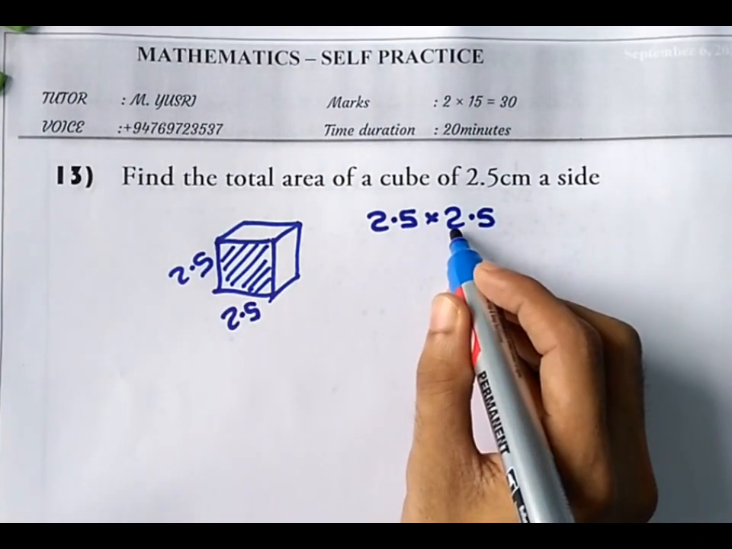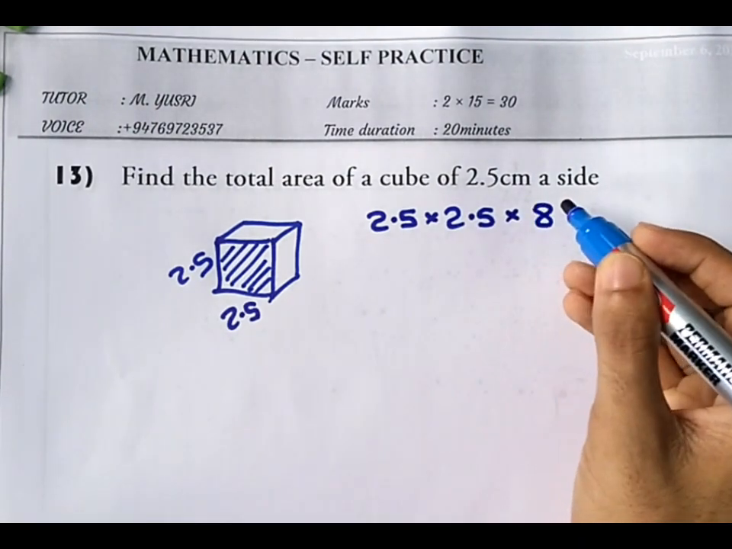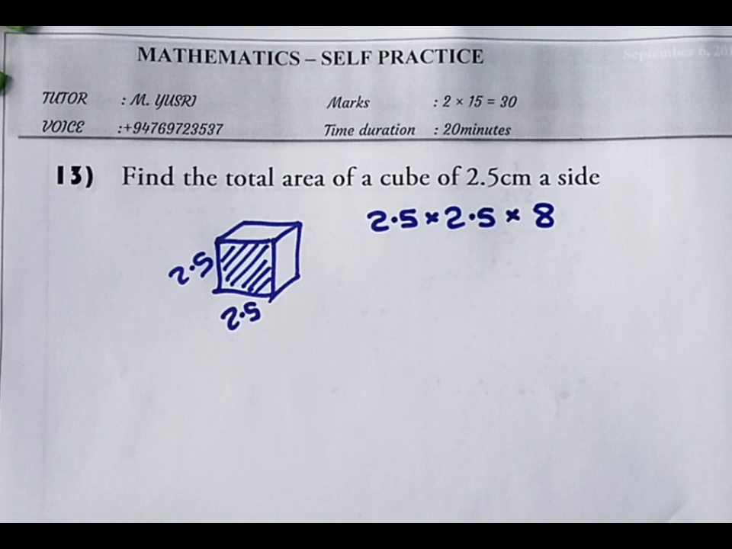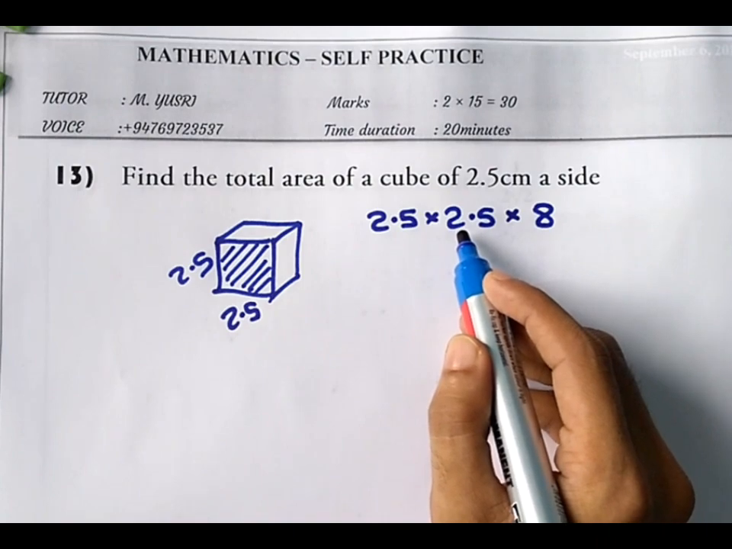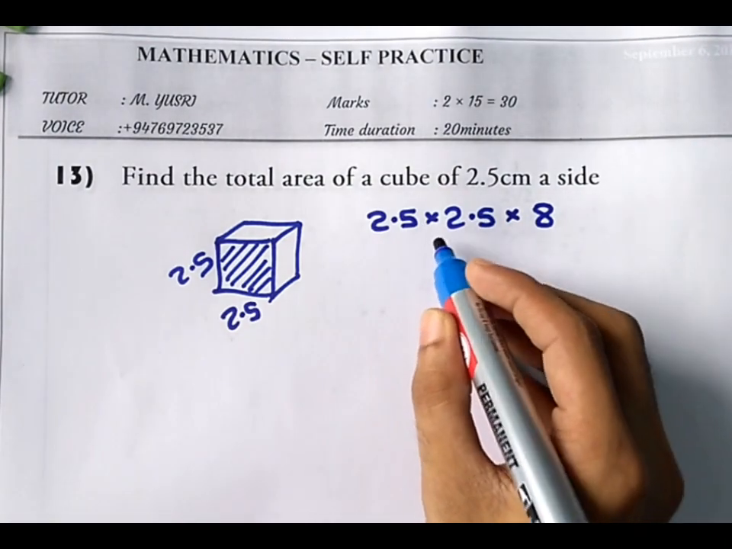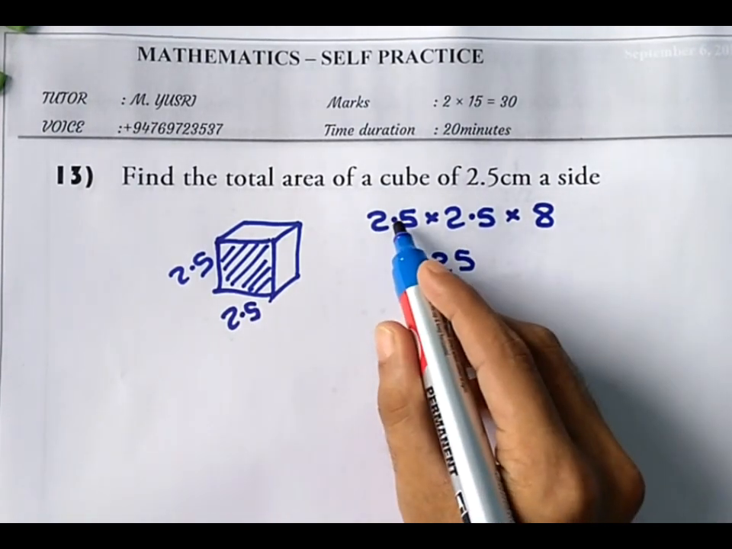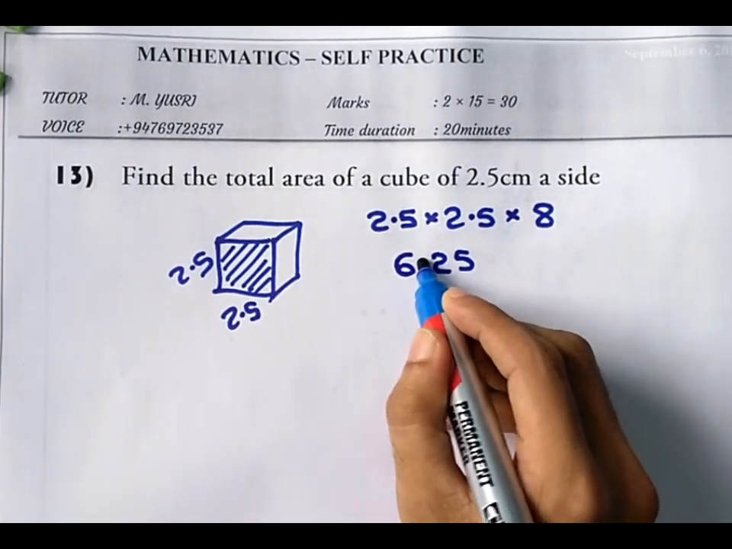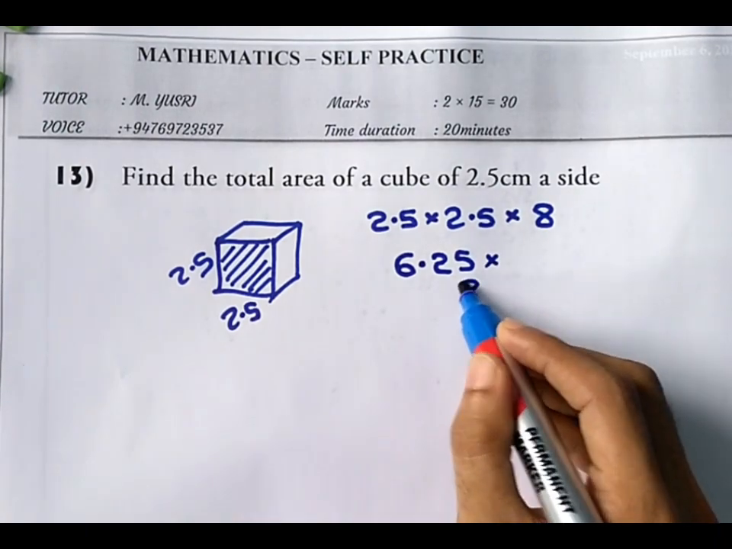So to find the area of one face, we multiply them like this: 2.5 the length into breadth 2.5, and there are 6 such faces. So now we can multiply like this, 2.5 into 2.5 into 6. Now here listen, 2.5 into 2.5, what is the answer? 25 into 25, earlier we got that as 625. And now you can see there are 2 decimal places, so we take 2 decimal places: 6.25. Now we have to multiply this by 6.